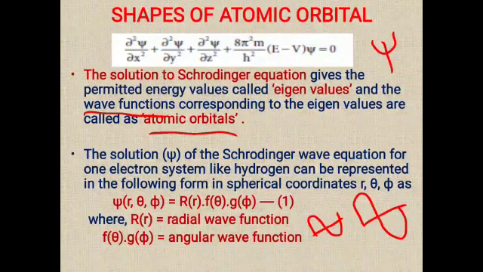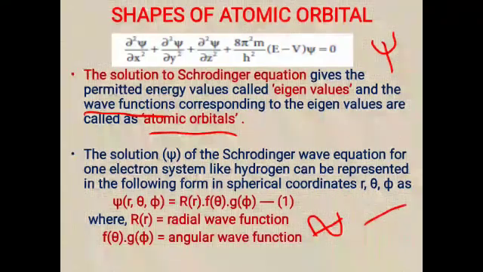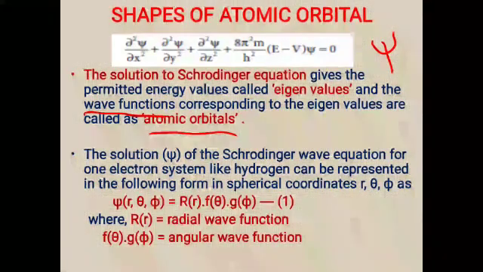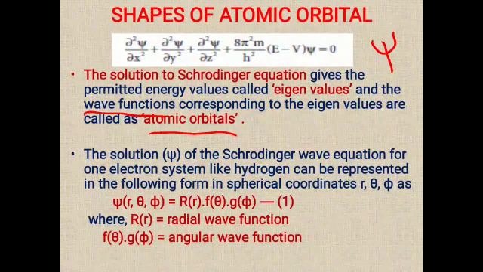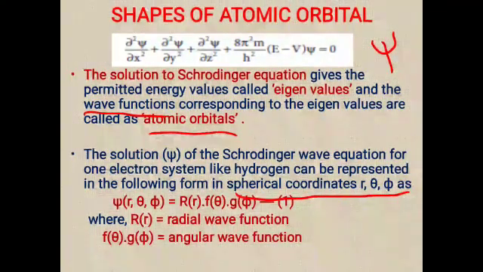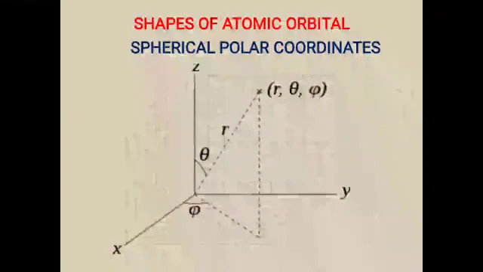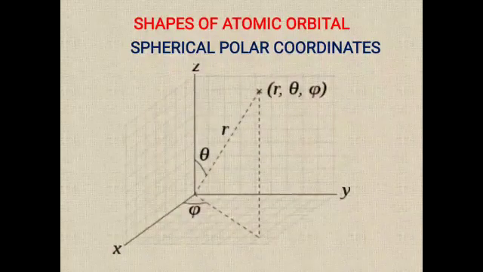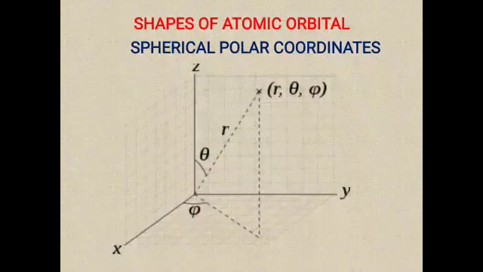The solution, the wave function from the Schrödinger equation for one-electron systems like hydrogen, He plus, Li 2 plus, can be represented in the following form in spherical coordinates, that is r, theta, psi. What is called a spherical coordinate? Come to the next diagram. Let us take this diagram as the spherical polar coordinates. Already in mathematics we have learnt about the Cartesian coordinates. The same thing here we are going to see for spherical polar coordinates.